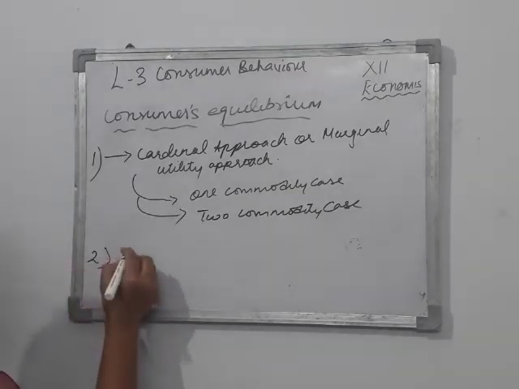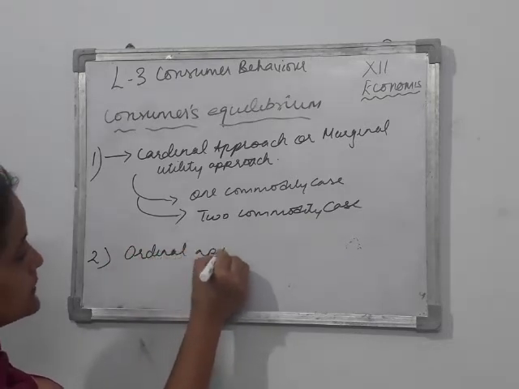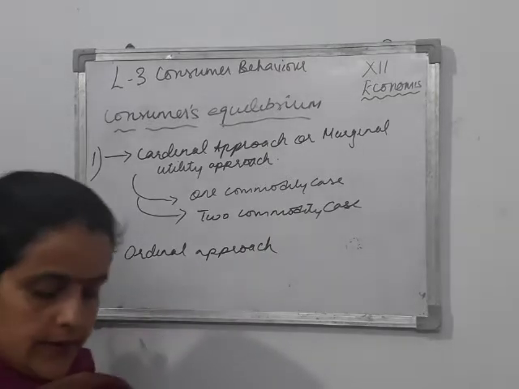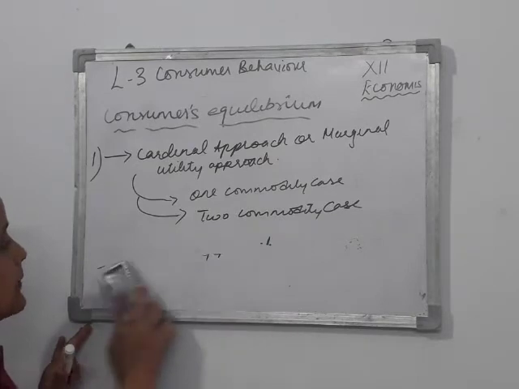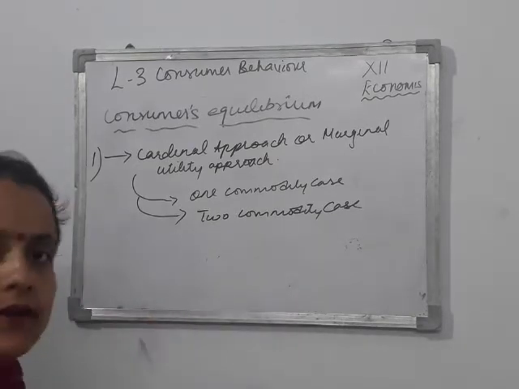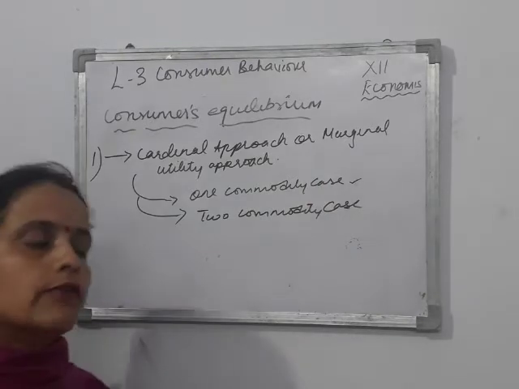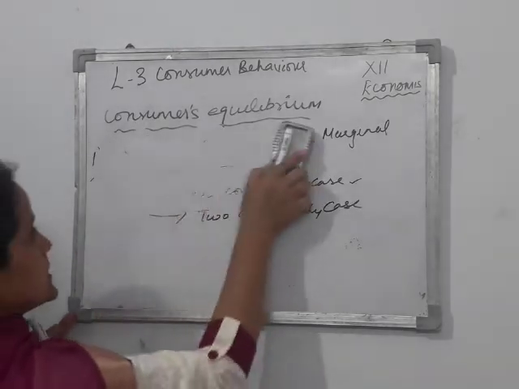And the second approach is ordinal approach. This we have not started, right children? So we are doing right now cardinal approach only, and under cardinal approach we have done one commodity case. I'm going to make a very brief revision of one commodity case, and then we'll start with two commodity case of reading consumers equilibrium.